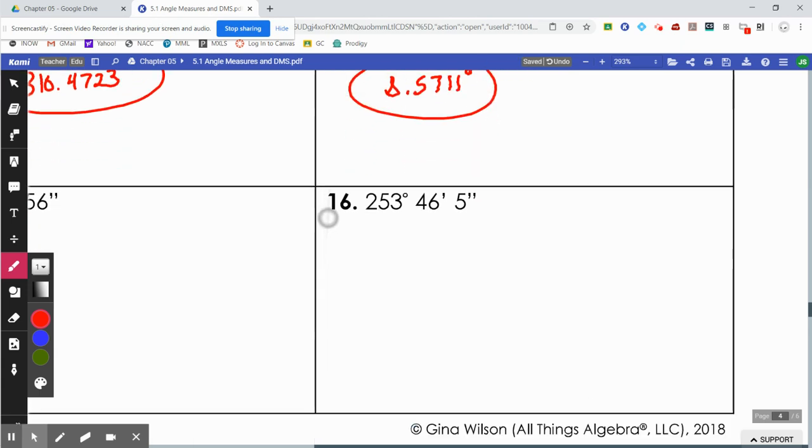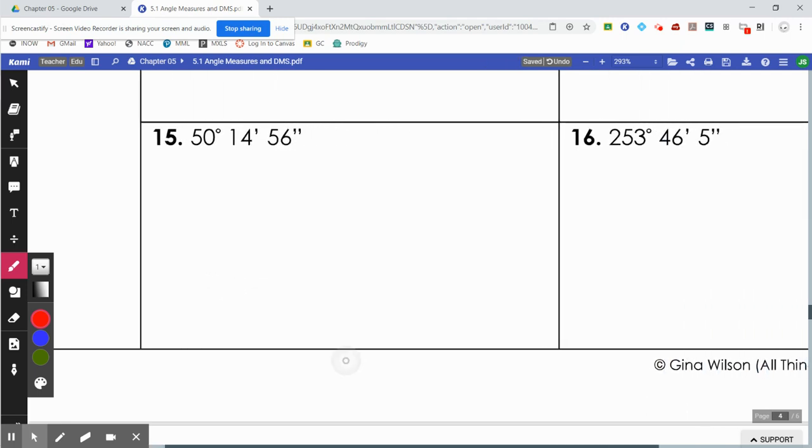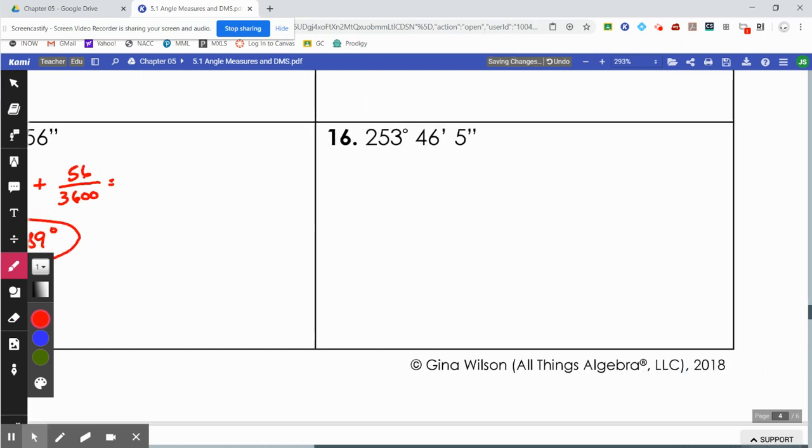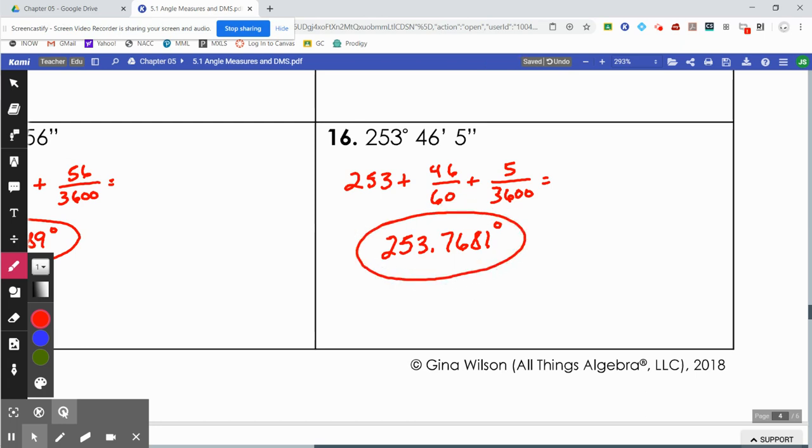And that gives you 8.5711 degrees. The last two, 50 full degrees plus 14/60ths of a degree plus 56/3600ths of a degree. Add all those together and you get 50.2489 degrees. And finally, the last one, 253 full degrees plus 46/60ths of another degree plus 5/3600ths of another degree. Add those together. Let me make that look like a 4. Add those together and you get 253.7681 degrees.